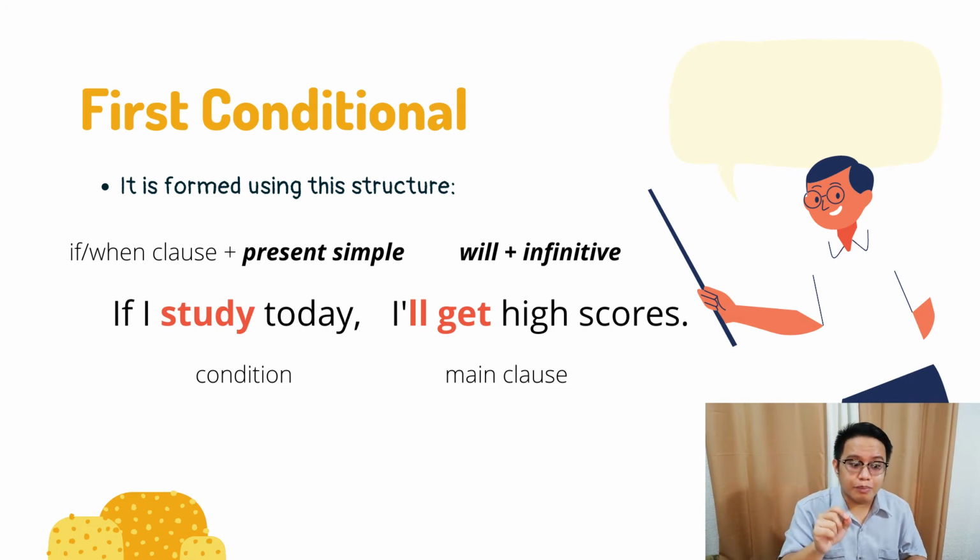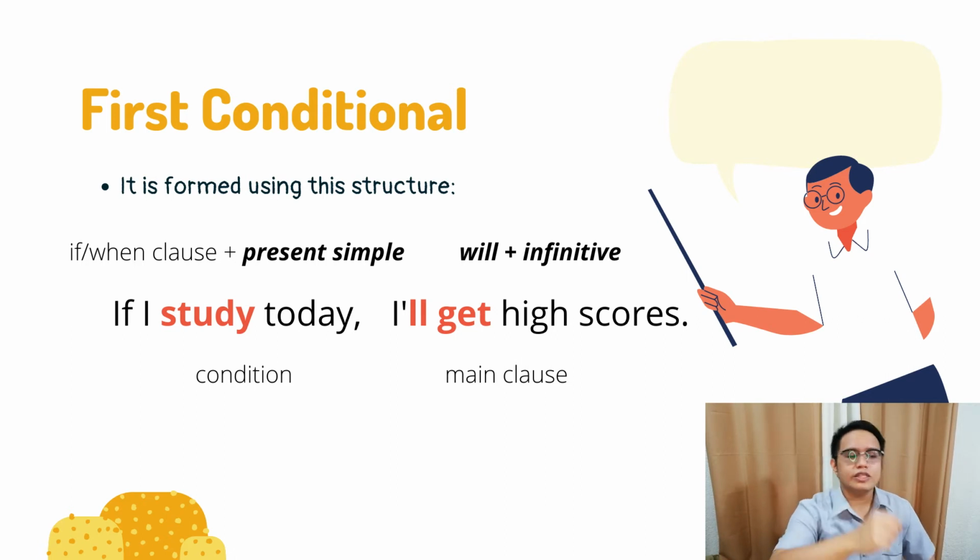So that is the condition. But when we go to the main clause already, if there's a big possibility that it might happen, therefore it's first conditional, then we use will plus the infinitive. Infinitive or the bare form of the verb. So no -es, no -ed. Okay? So it's just the basic form of the verb.